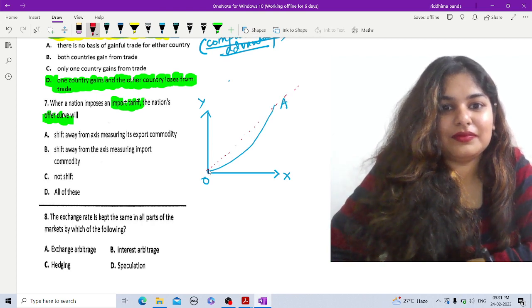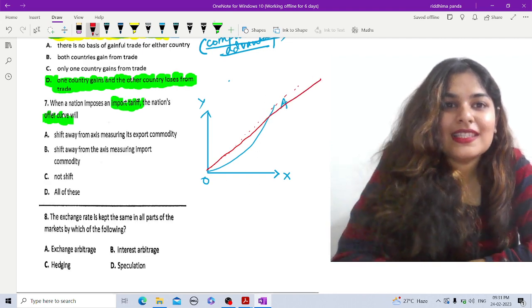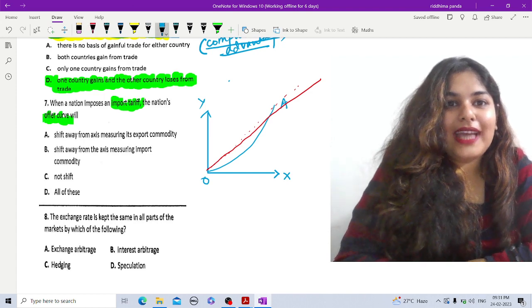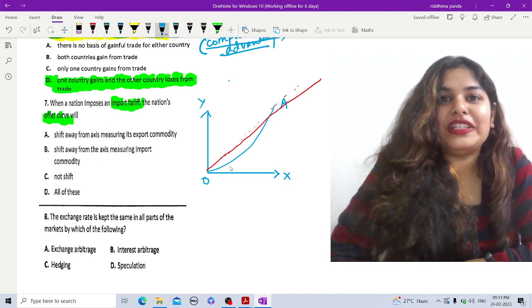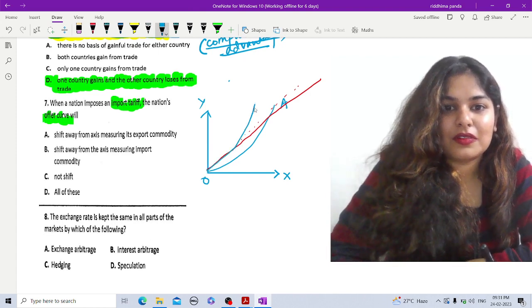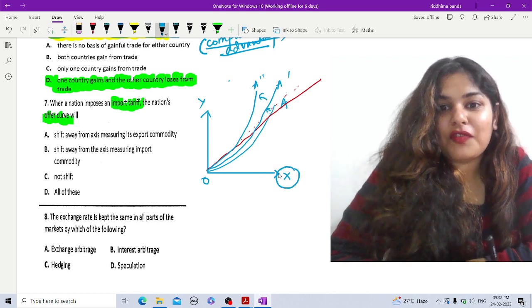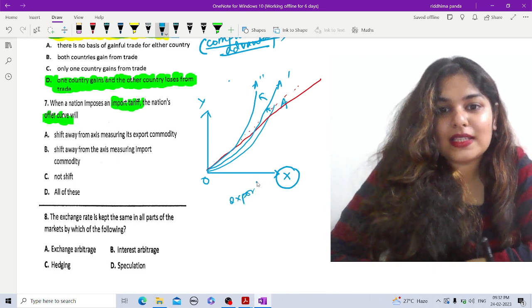Right. Now OA is the offer curve initially. Now as import tariff is imposed, the offer curve tends to shift inwards. Inwards means now it will go like this, from OA to OA dash, OA double dash, and so on, inwards. That is, it will move away from the export axis. This was our export axis.